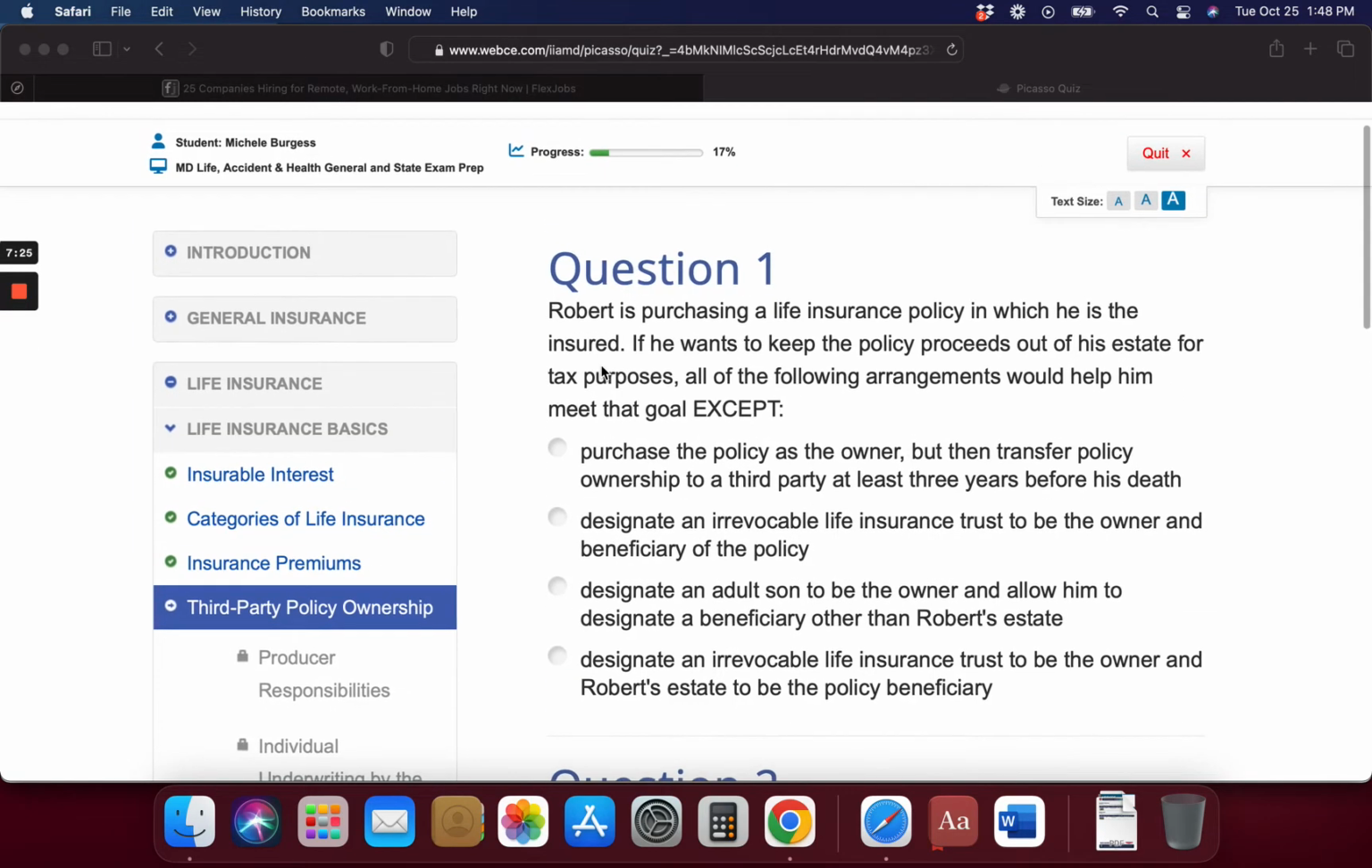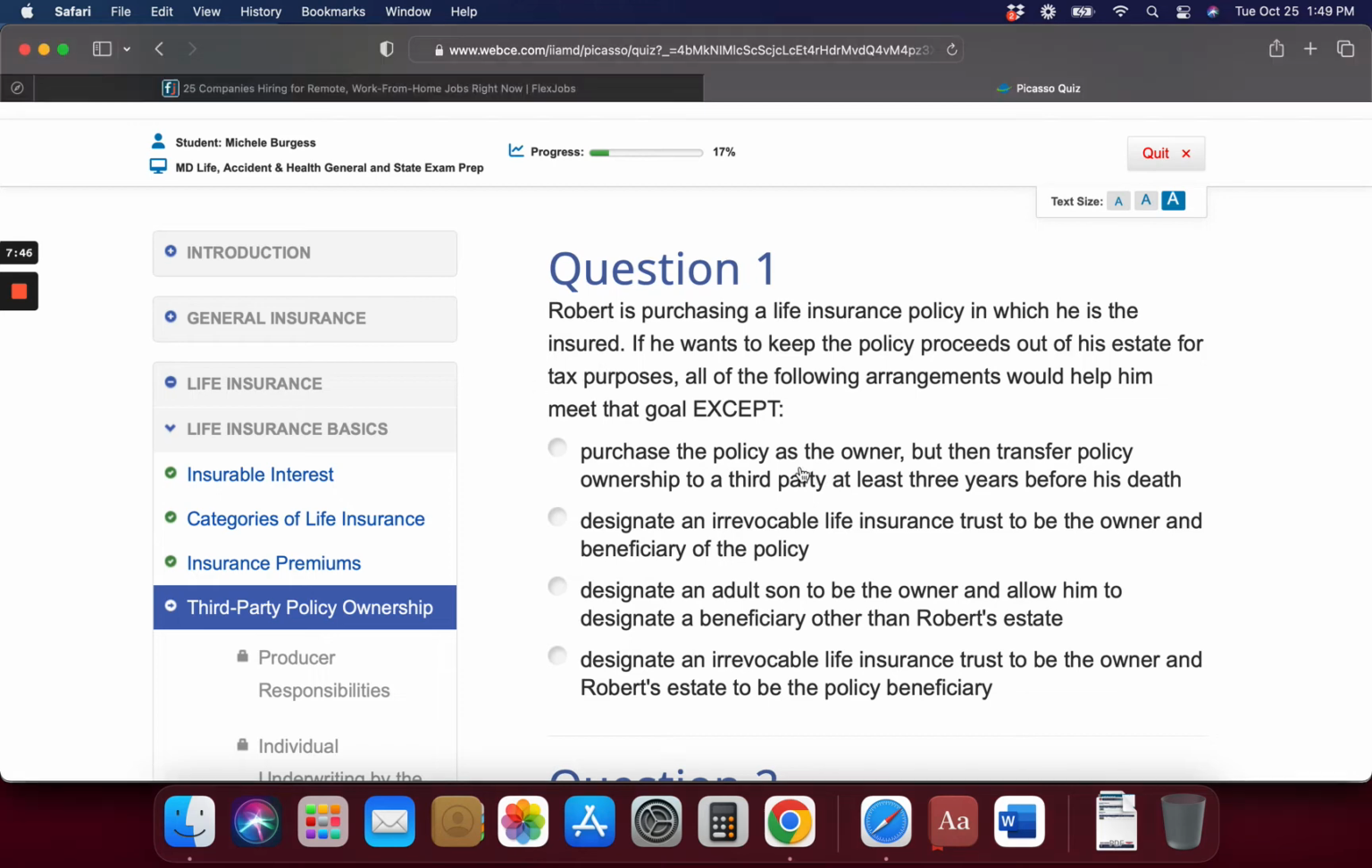Okay, so here is our quiz. Robert is purchasing a life insurance policy in which he is the insured. If he wants to keep the policy proceeds out of his estate for tax purposes, all the following arrangements would help him meet that goal. Transfer to a third party before his death. Designate a reversible life insurance trust to be the owner and beneficiary of the policy. Designate an adult son to be the owner and allow him to designate a beneficiary.